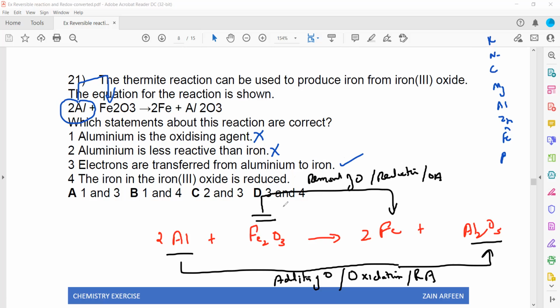In that iron 3 oxide, the iron here is reduced, as you can see. It is a loss of oxygen, or removal of oxygen. So statements 3 and 4 are correct. That's why option D is the right answer for question 21. Is it clear, this example question?